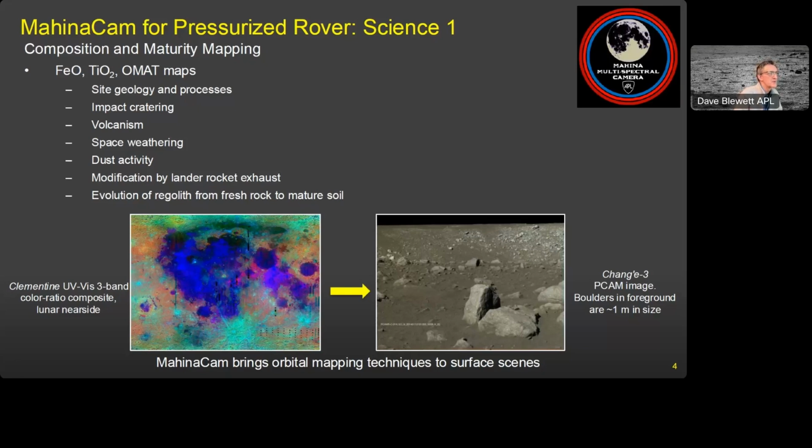rock to mature soil. Now, the image on the lower left illustrates just the tremendous spectral richness that is revealed when you have 3 filters at well-chosen wavelengths. So that's the near side of the moon there, and you can see there's quite a bit of spectral diversity that comes out of just 3 filters. And what we want to do is to bring that type of well-proven orbital mapping capability to surface scenes like the one that you see there on the right, with the boulders and regolith and the impact crater in the background. Next slide.